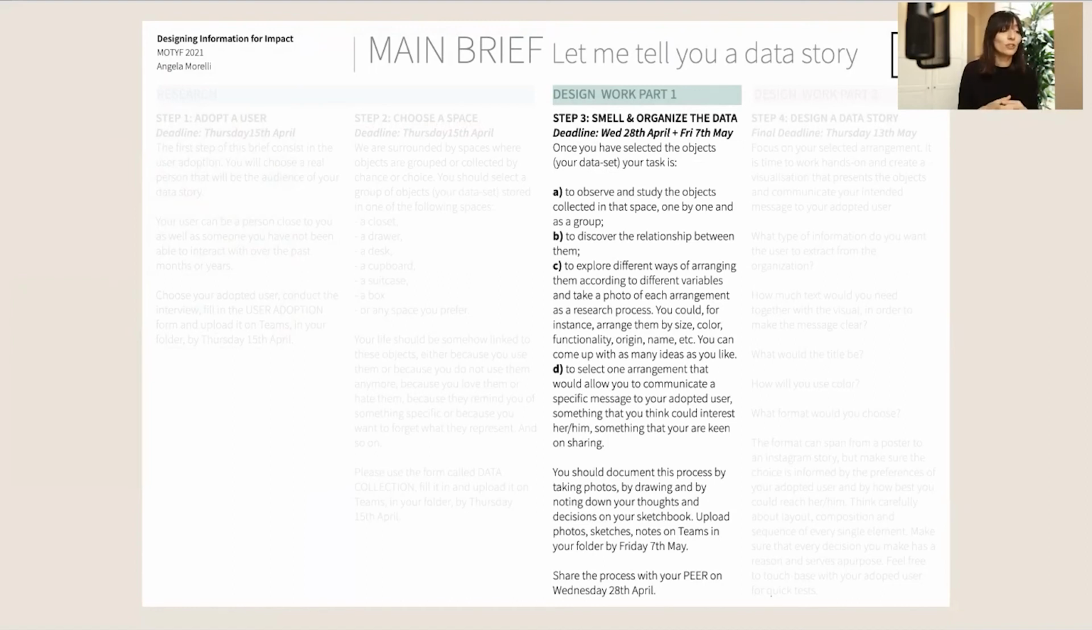B, to discover the relationship between the objects. C, to explore different ways of arranging them according to different variables, and take a photo of each arrangement as a research process. You could, for instance, arrange them by size, by color, functionality, origin, name. You can come up with as many ideas as you like, and you can use Latch, of course.